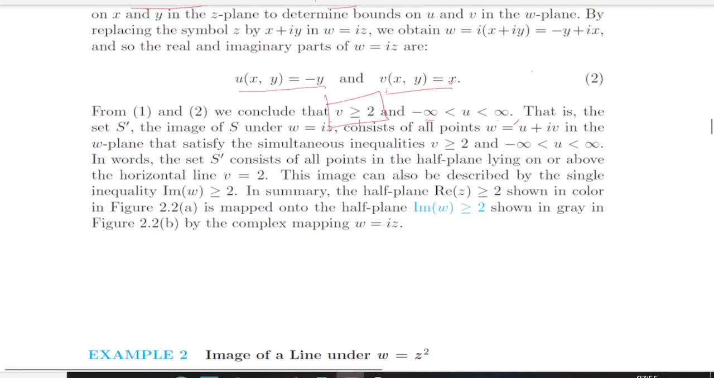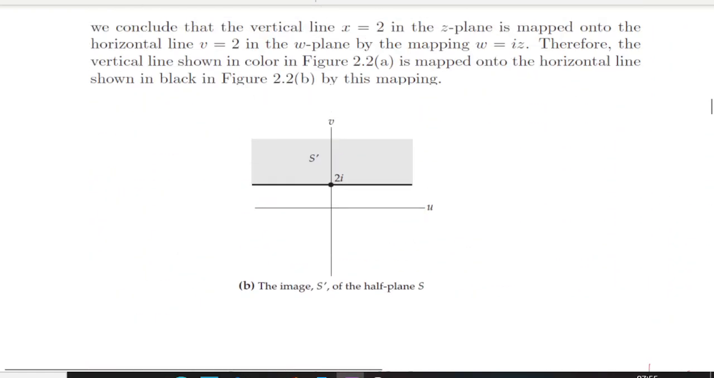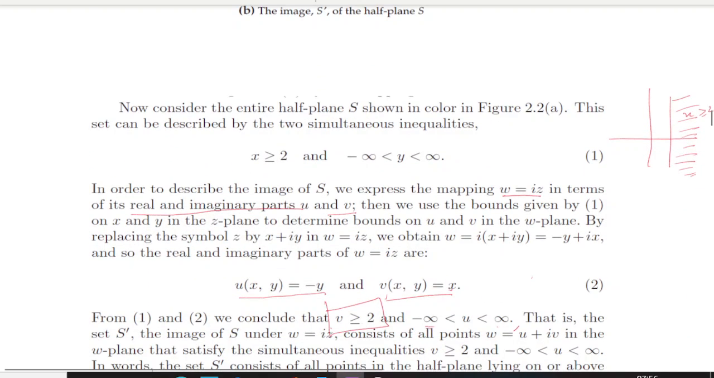When you plot that, you will get exactly this: your v value should be greater than 2. That means this is the line v equal to 2, and the points coming above this line will represent our S dash. So your S dash is this. So this is the first example.